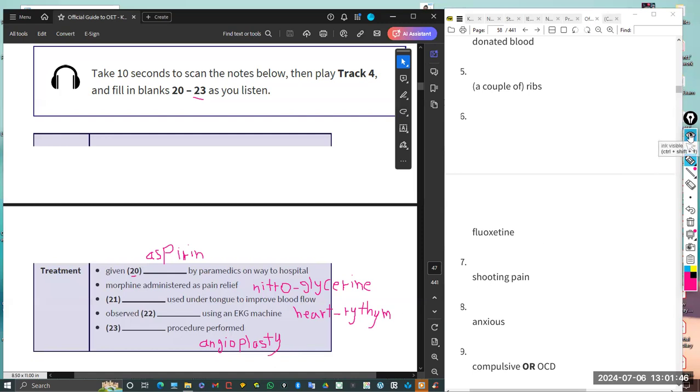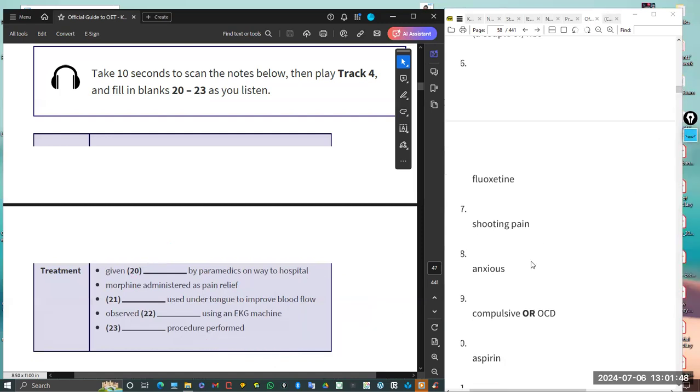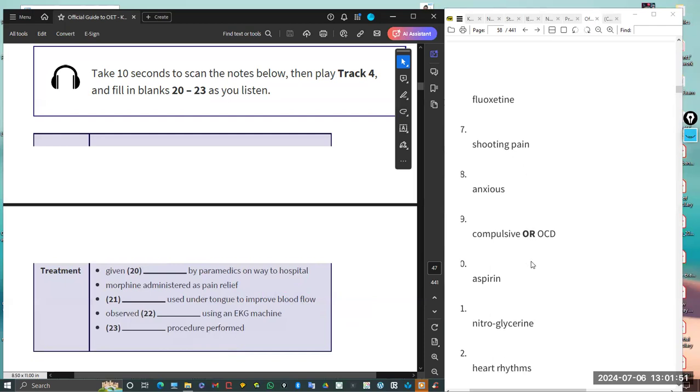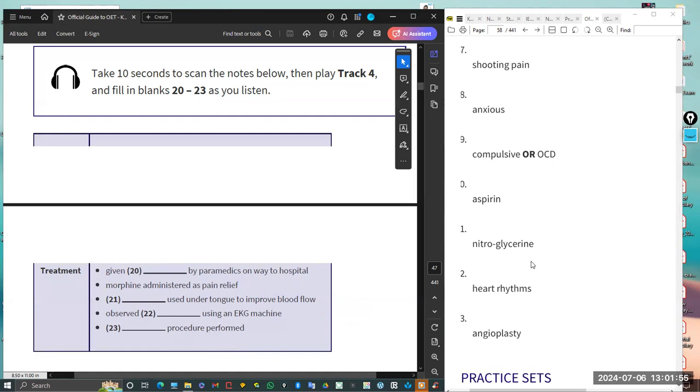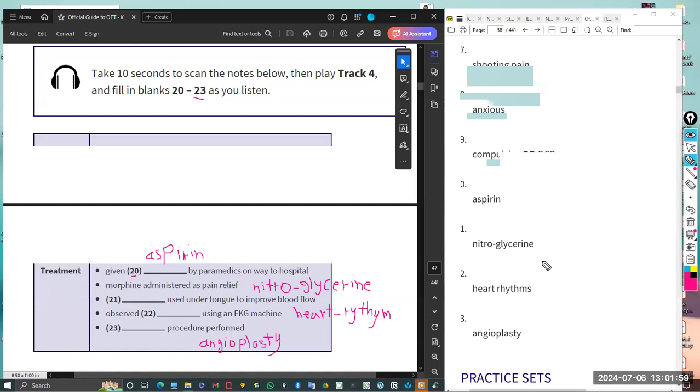Let me scroll down just to show you the answer. So this is aspirin, nitroglycerin, heart rhythms, and angioplasty. That's amazing. That's really good. I think you are a good listener, Joel.